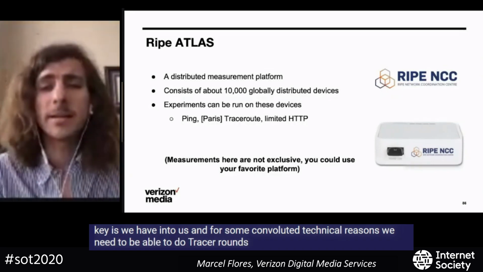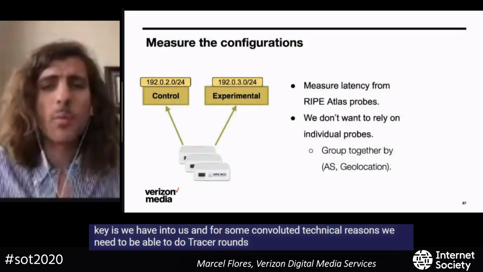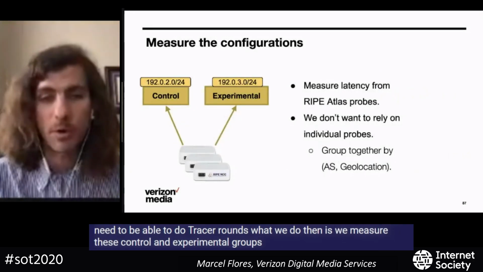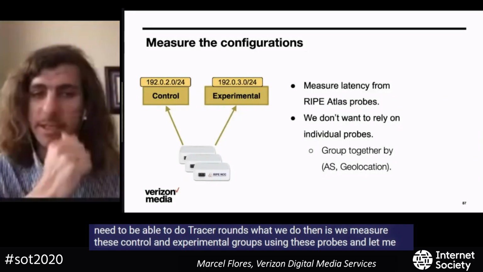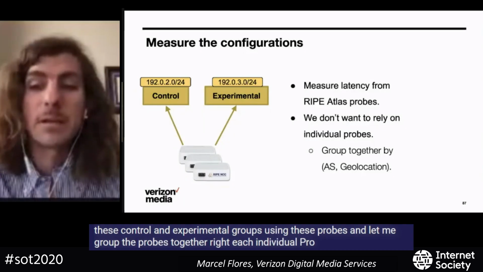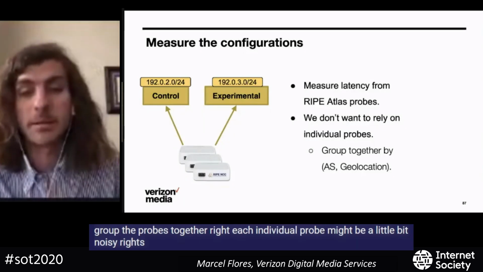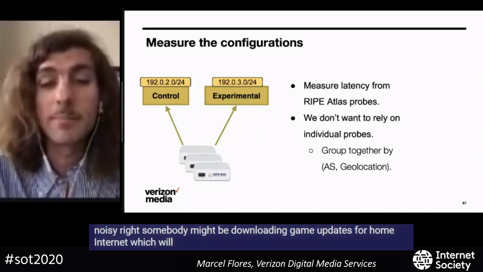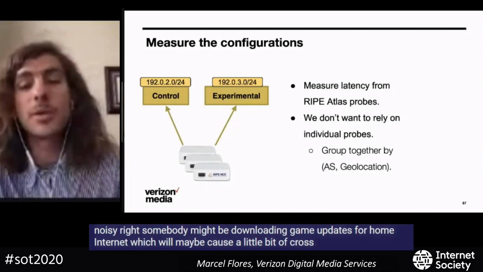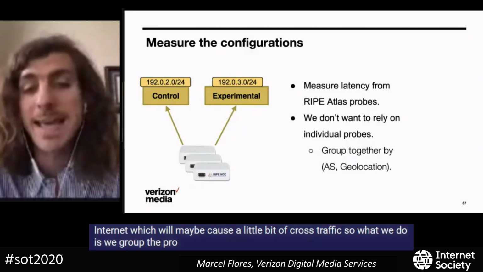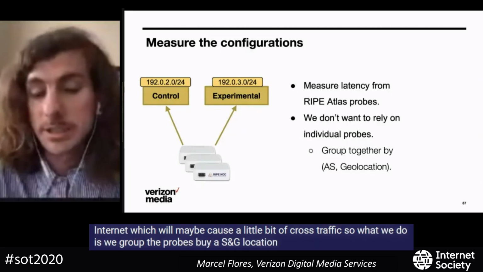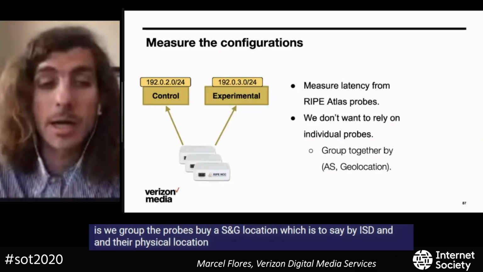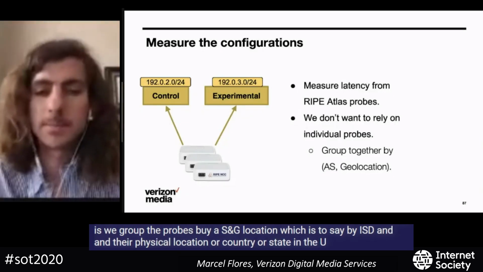So on the next slide, I sort of show what we do then is we measure these control and experimental groups using these probes. And then we group the probes together, right? Each individual probe might be a little bit noisy, right? Somebody might be downloading game updates, for example, on their home internet, which will maybe cause a little bit of cross traffic. So what we do is we group the probes by AS and geolocation, which is to say by ISP and their physical location, either country or state in the United States.